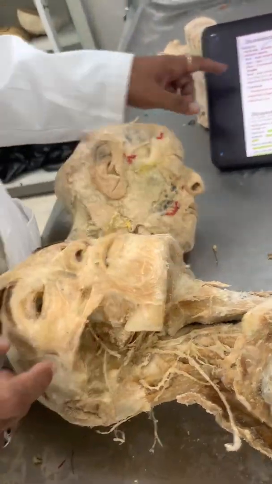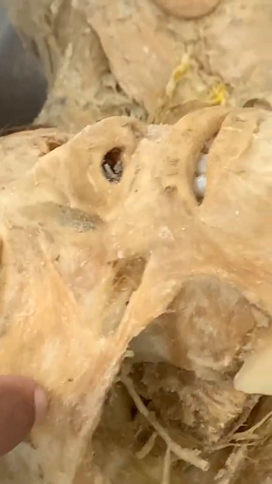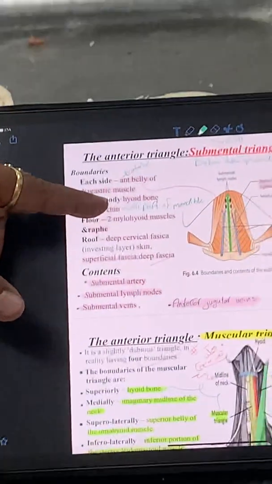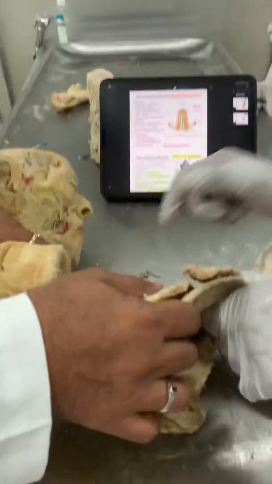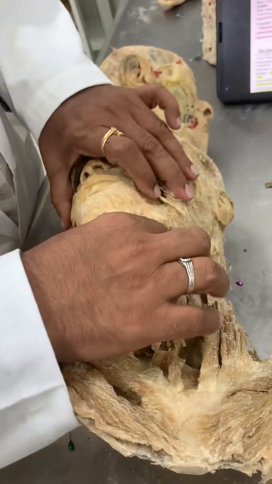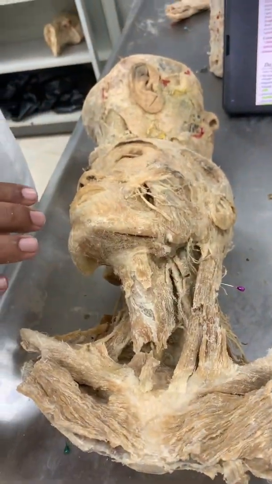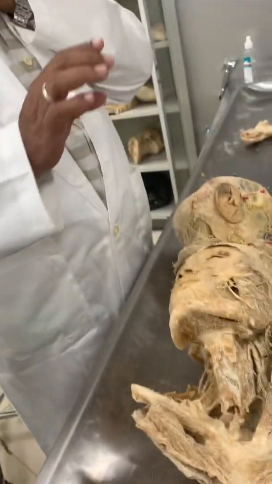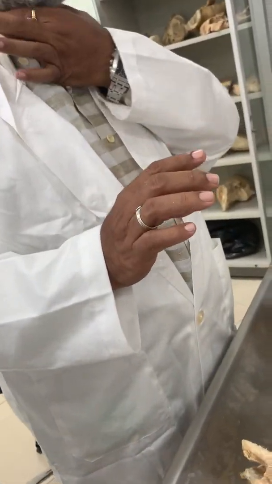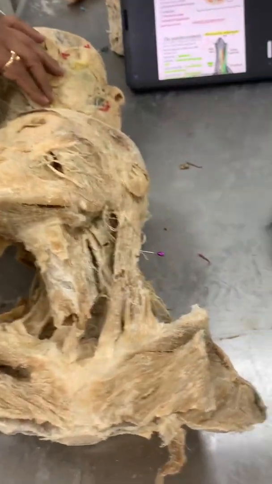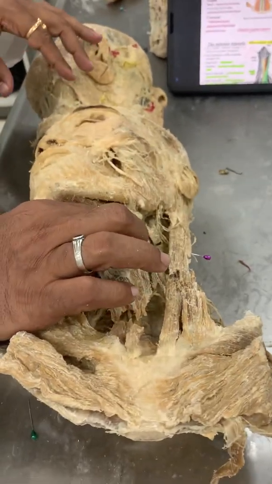And then the base. So where is the base? Hyoid bone. So where is the hyoid bone? Here. You can press here. If you press, you will die. It is a very dangerous bone. Okay?